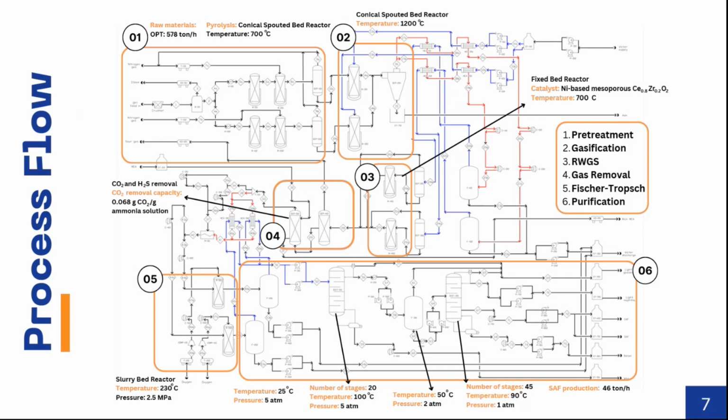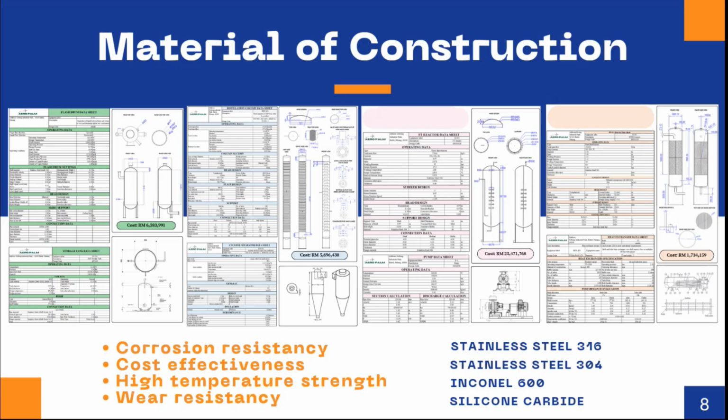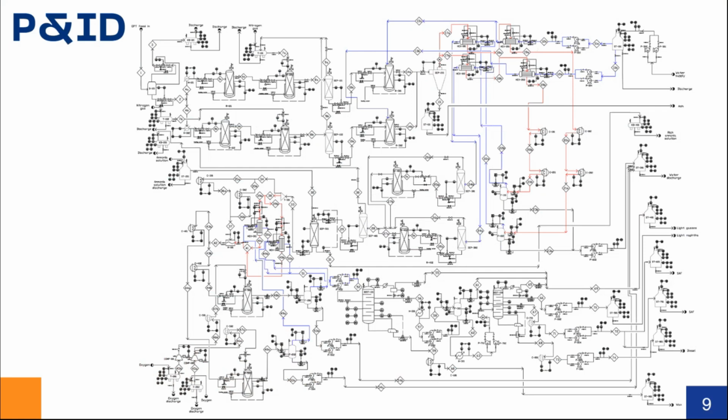Here are some of the process conditions of each of the units. For materials of construction, there are several considerations, which are corrosion resistance, cost effectiveness, high temperature strength, and wear resistance. Therefore, there are 4 main materials: stainless steel 316 and 304 mainly for reactors, Inconel 600 for fuel heat exchangers, and silicon carbide for the cyclone.